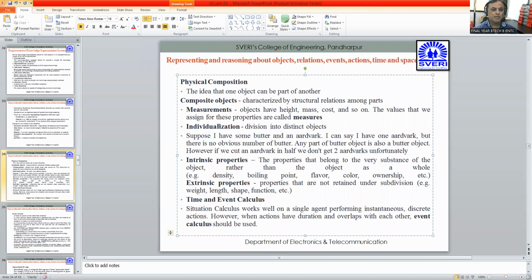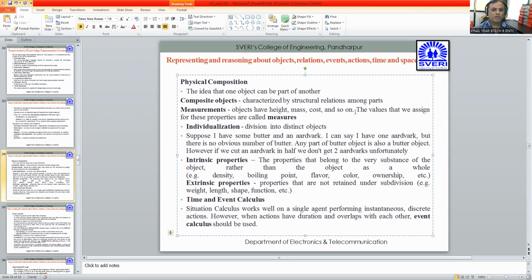Then comes the measurements. Objects have weight, height, mass, cost, and so on. The values that we assign for these properties are called measures. So actually these are the objects which will be having some height, mass, cost. And when we assign values to these properties, then we say that it is called the measure.